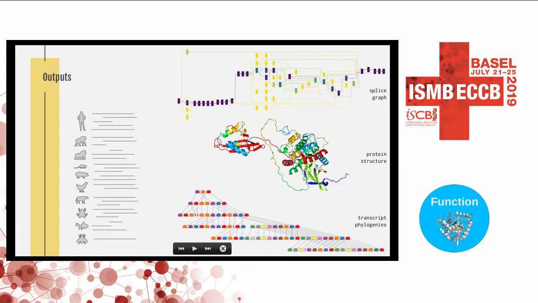So coming from the set of transcripts in different species for a group of orthologous genes, we get three kinds of different outputs. The first one is the splice graph. The splice graph condenses all the information. Here, each node is an orthologous exon. And if there is at least one transcript in one species that has these two exons together, we draw a line. And the colors of the nodes and the lines indicate the conservation. So here, darker colors indicate more conserved exons and junctions. Then we have the protein structure in which we have each orthologous exon colored with different colors, and the transcript phylogenies generated by Philosoph.